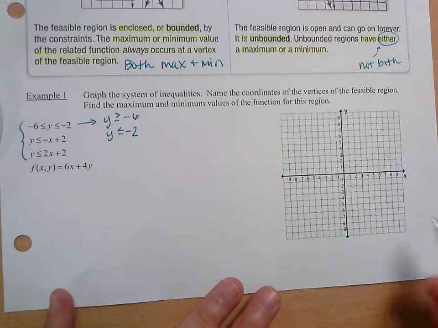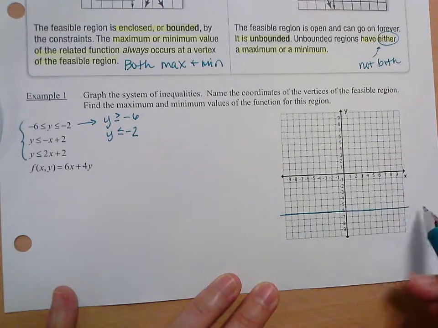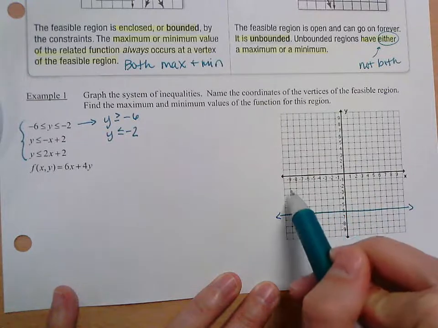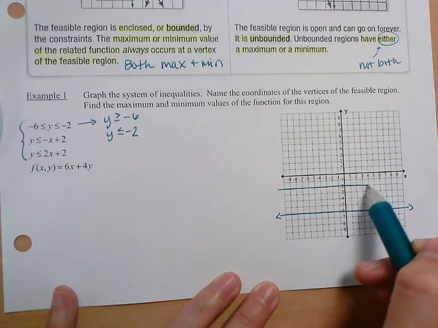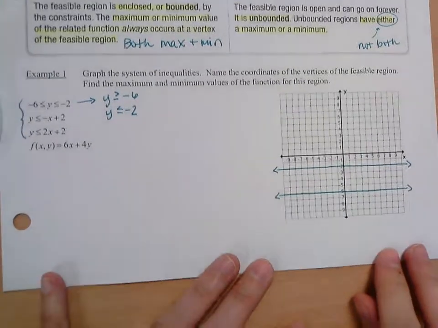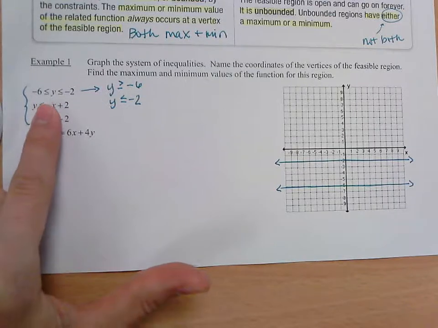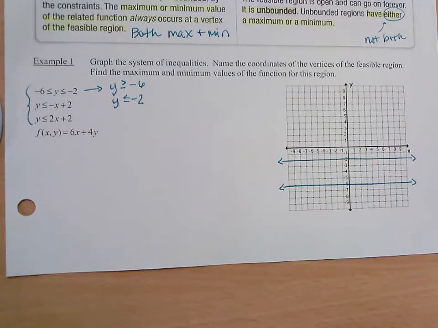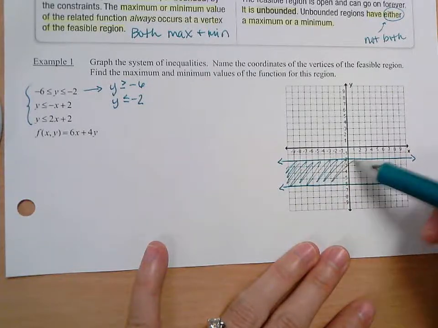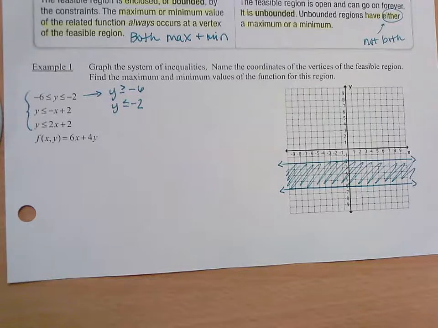So I'm going to draw a horizontal line through -6 and through -2. And I'm going to shade as I go, so I know, given the compound inequality, y is in between them. So right now I would be shading in between those horizontal lines.